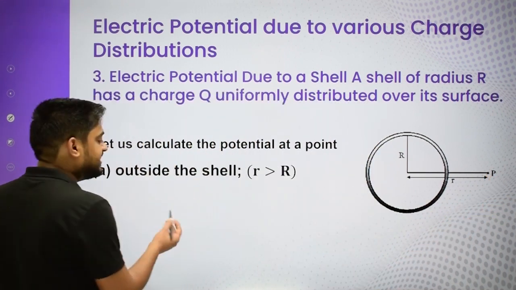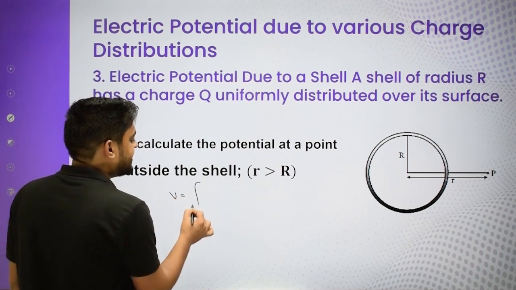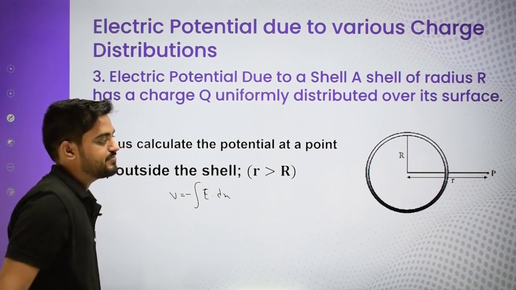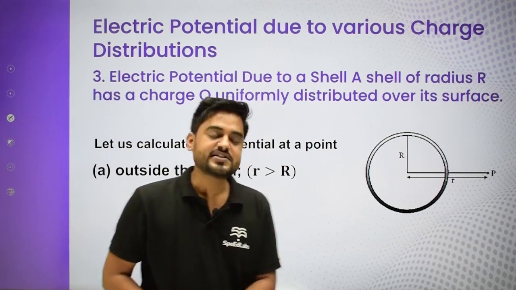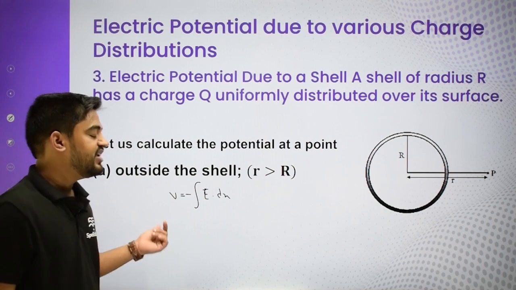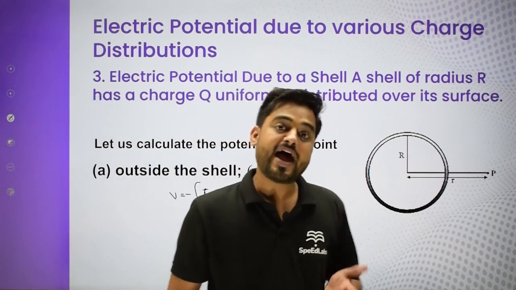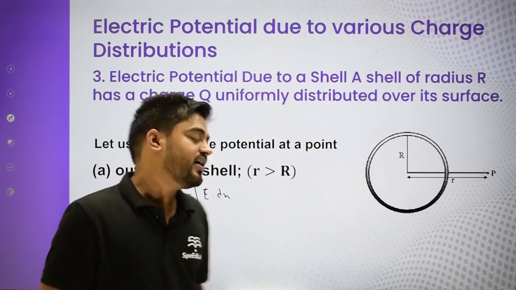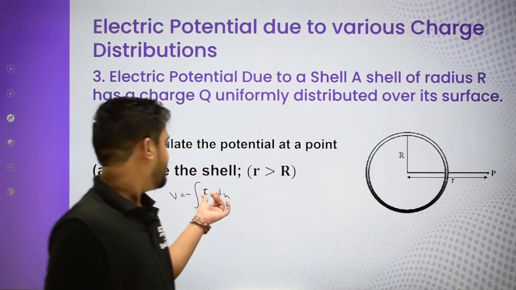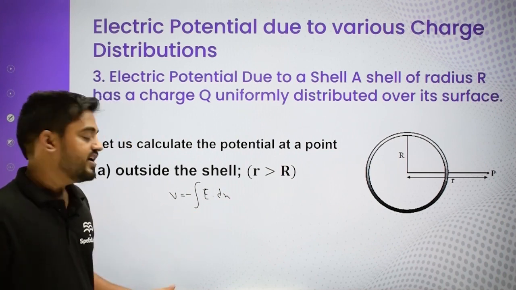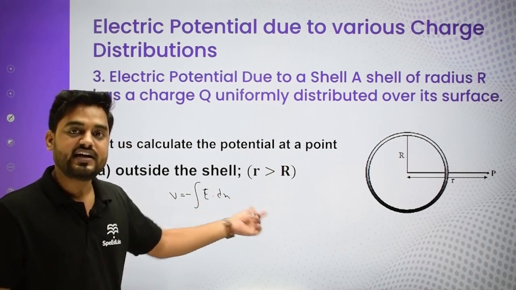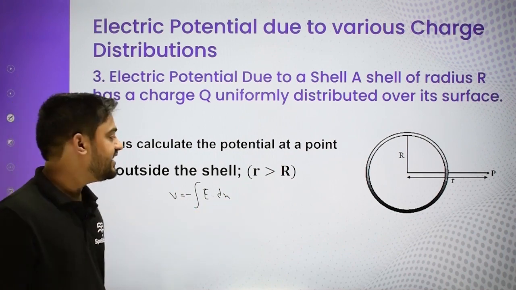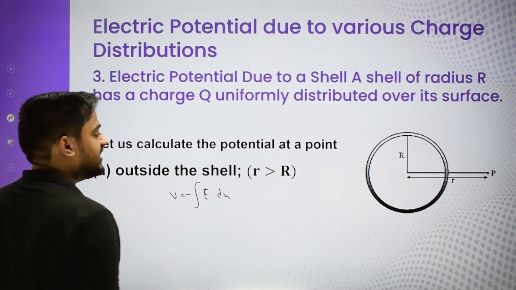So we say that the basic definition of the potential is nothing but minus integration E dot dx, or we can say minus integration E dx. Minus is because of how we define the potential. Potential is work done per unit charge by bringing it from infinity to this particular point P. Work done per unit charge is nothing but F dot dx per unit charge, so we get E dot dx, and negative of that will give us the potential at this point.